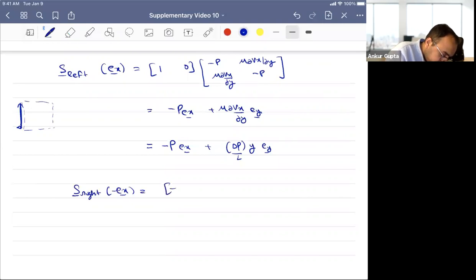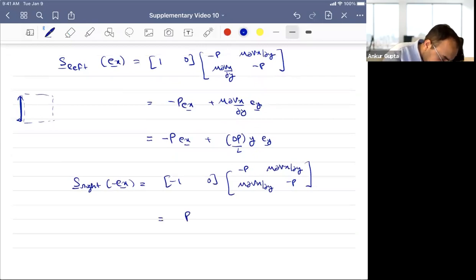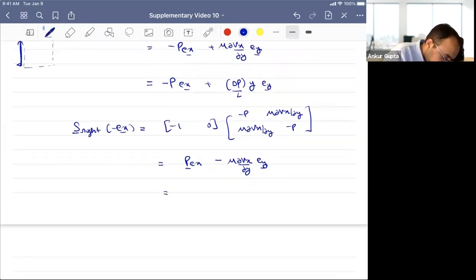Or minus 1 into 0, minus P, mu del Vx by del Y, minus P. And then what you will get out here is Pex, or plus Pex, right? And then you will get a minus mu del Vx by del Y, Ey, or you get Pex minus delta P by L Y Ey.